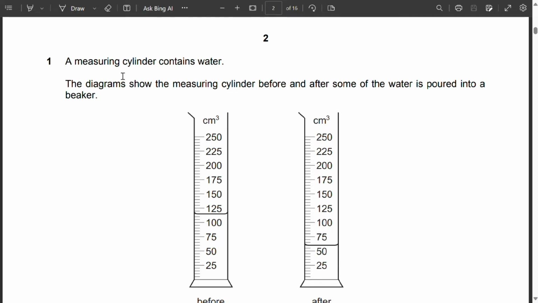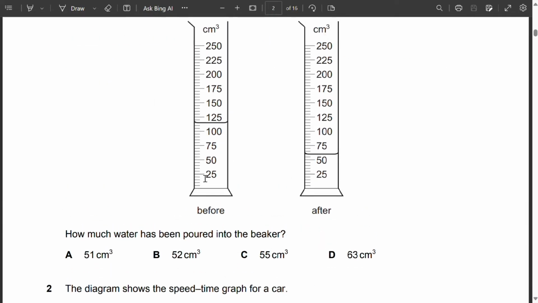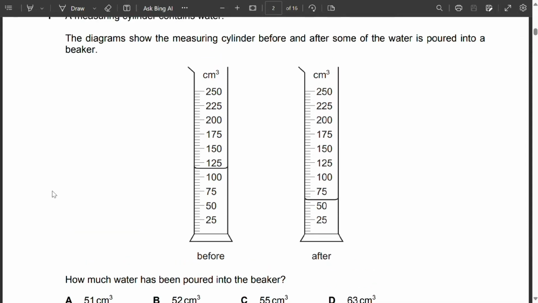A measuring cylinder contains water. The diagram shows the measuring cylinder before and after some of the water is poured into a beaker. We know that the difference between these two will give you how much water has been poured into the beaker. So first of all, we have to calculate this.